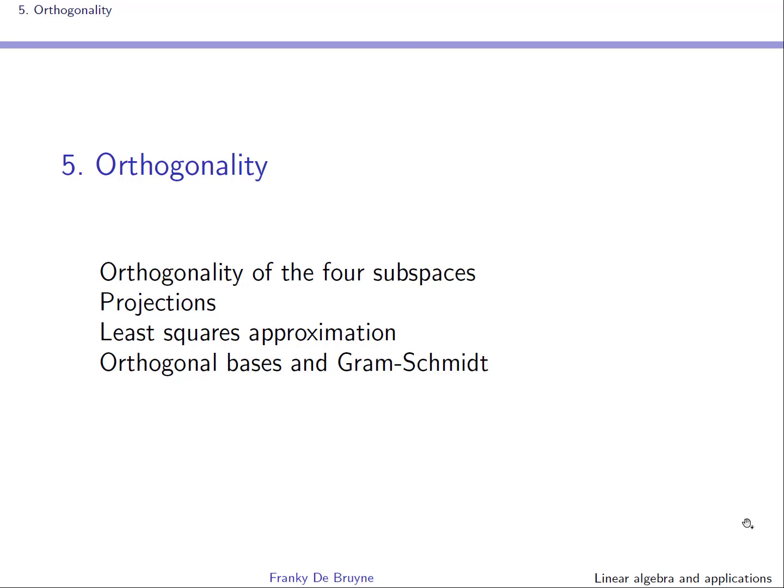Well, in section 5 we'll talk about the orthogonality of the four subspaces. I've already introduced this so that you could check your results when you do computations of the four subspaces. We'll talk about projections. We'll talk about least squares approximation, and then finally we'll introduce the Gram-Schmidt procedure to find the QR decomposition of a matrix, and we'll see that this QR decomposition can be used, for instance, to implement the least squares efficiently in some cases.